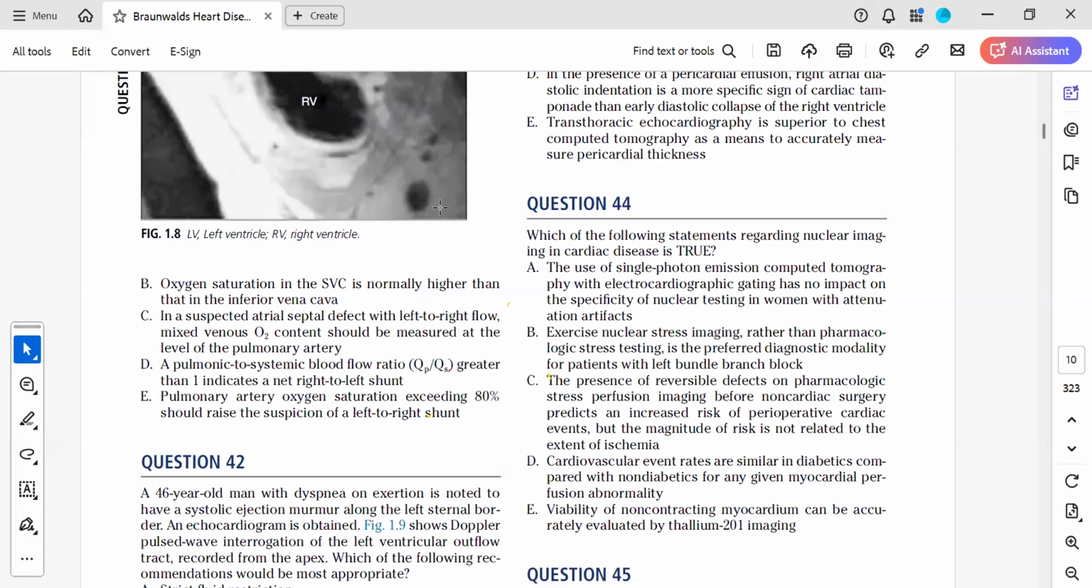So, like you said, the E is the correct answer, but what makes the C the wrong answer is the second part of the statement. The presence of reversible defects on pharmacological stress perfusion imaging before non-cardiac surgery predicts an increased risk of perioperative cardiac event, but the magnitude of the risk is related to the extent of ischemia, and they made it is not. So that is what makes that statement wrong. It's the second part of the statement.